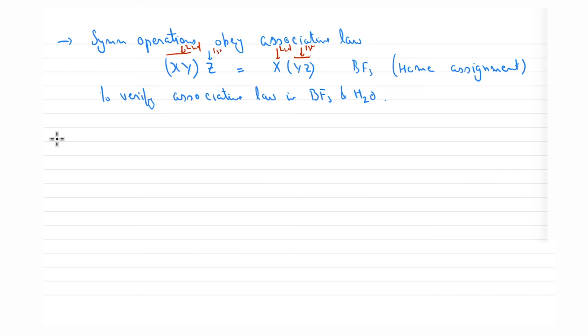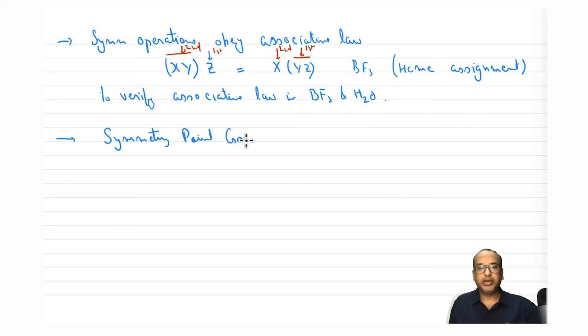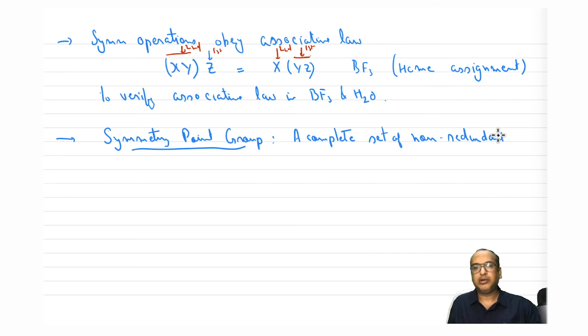Okay, so we are now ready to actually define what a point group is. So let's take the example of a symmetry point group. So what is a symmetry point group? By definition, a complete set, we will see what a complete set is, a complete set of non-redundant symmetry operations.